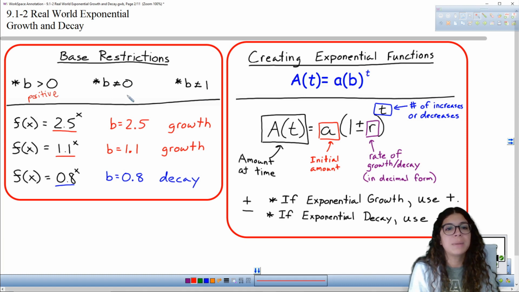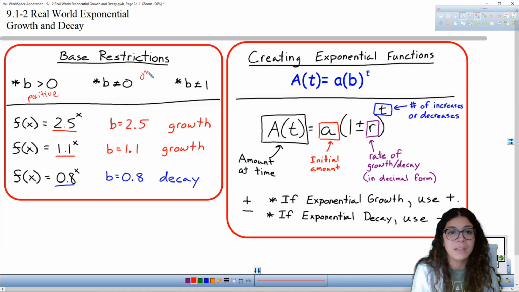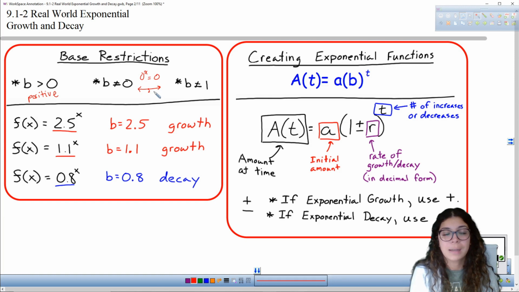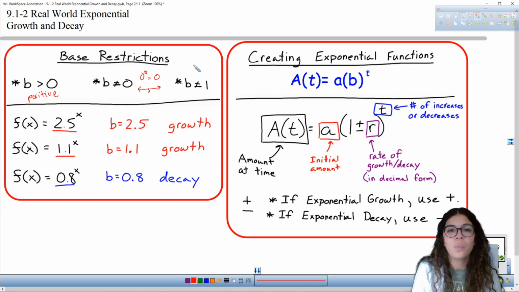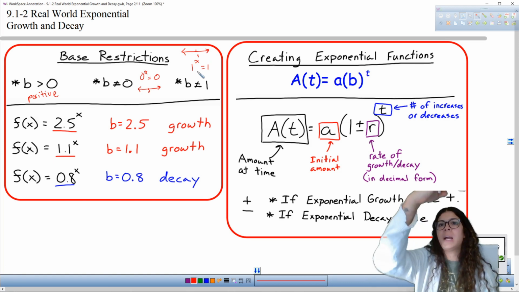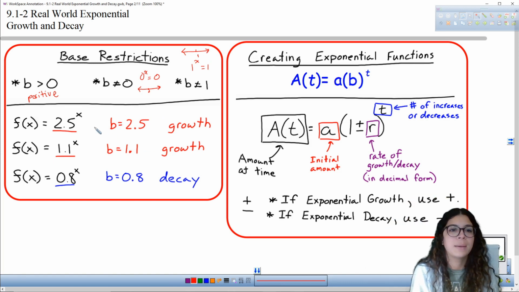The reason why it can't be 0 is because if the base is 0, then you would just get a horizontal line, right? 0 to the power of anything is just 0. So you will get a horizontal line on 0, which would be the x-axis. And the same thing for 1. 1 to the power of anything is 1. So you would just get a horizontal line at 1. So it's 1 unit higher than the x-axis.